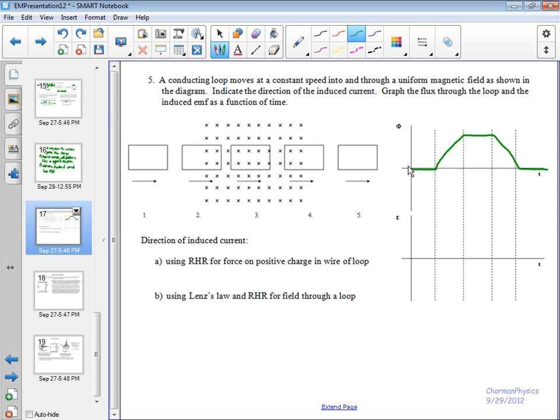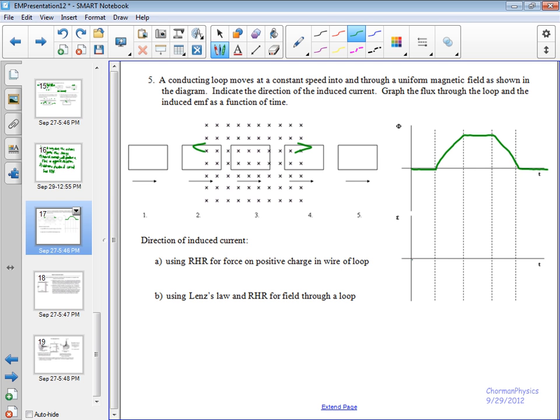When the loop first enters, it's an increasing flux into the board, so we want an increasing flux out of the board. In order to get that, we need a current that's going to go in this direction. This guy over here would be the opposite direction. To get the direction of that induced current, you could use that, or you could use the right-hand rule, like we used at the very beginning of the chapter.